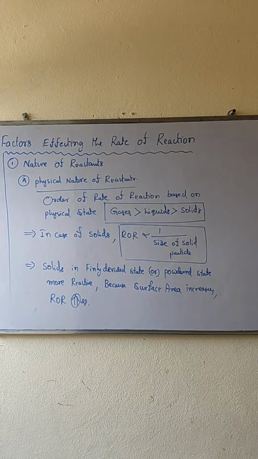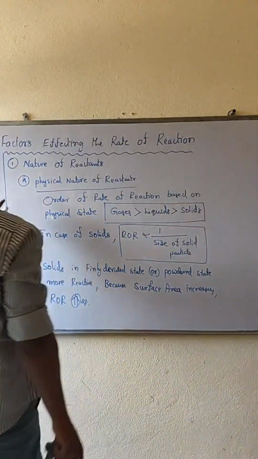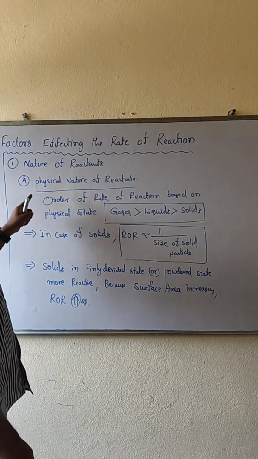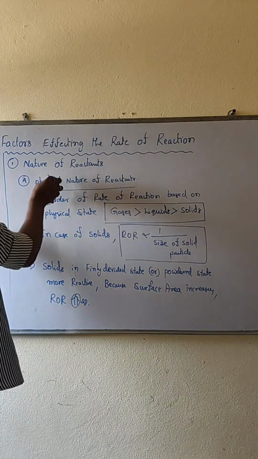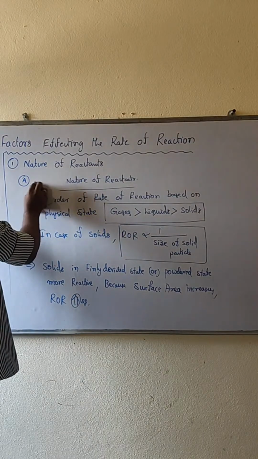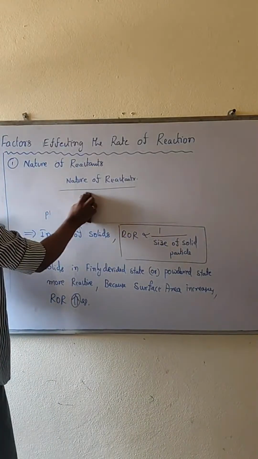Next we have to discuss the chemical nature of reactants. In the nature of reactants, first we discussed the physical nature of reactants. The next one is the chemical nature of reactants. How does the chemical nature of reactants affect it?